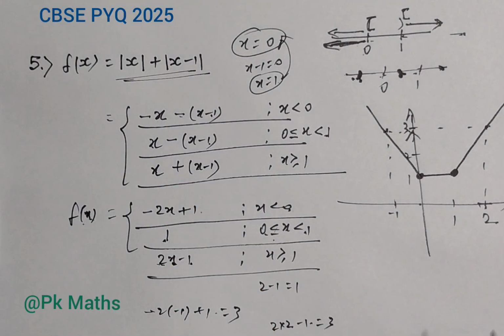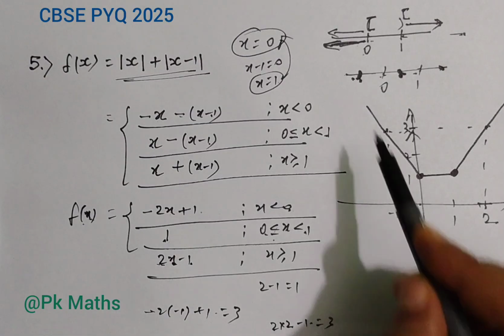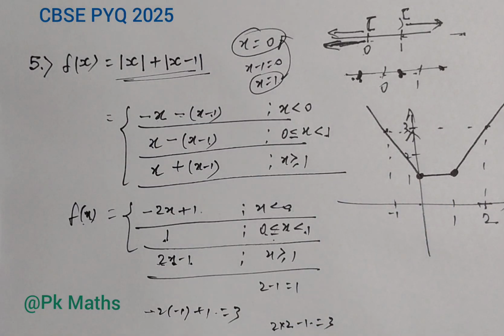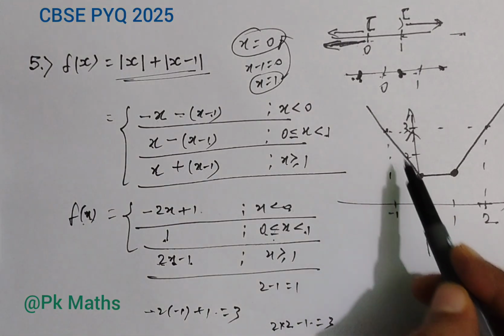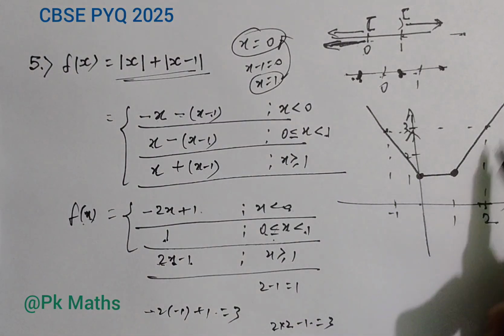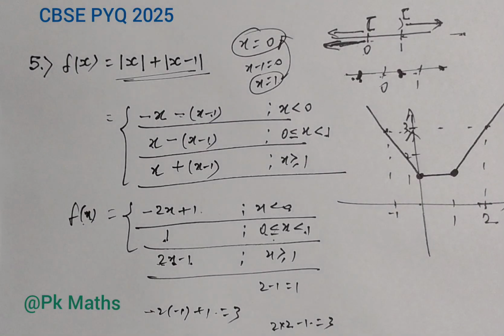Now we can apply that if there is no breaking point, then there is no discontinuity. Number of breaking points equals number of discontinuous points. Right? Graphical checking for continuity. So we have no breaking point here. So the function is continuous everywhere.